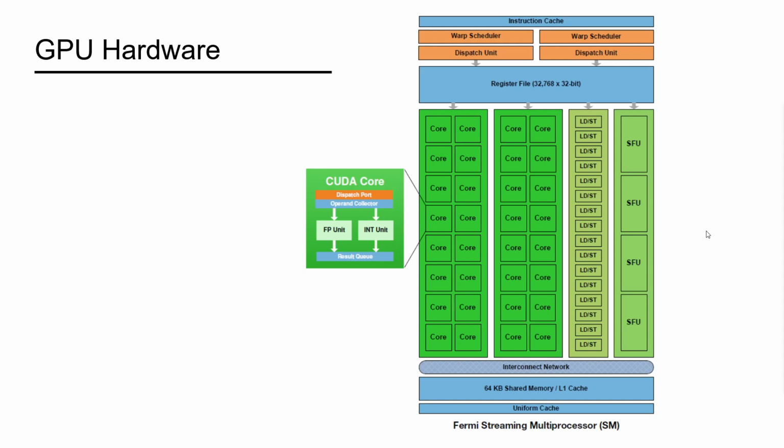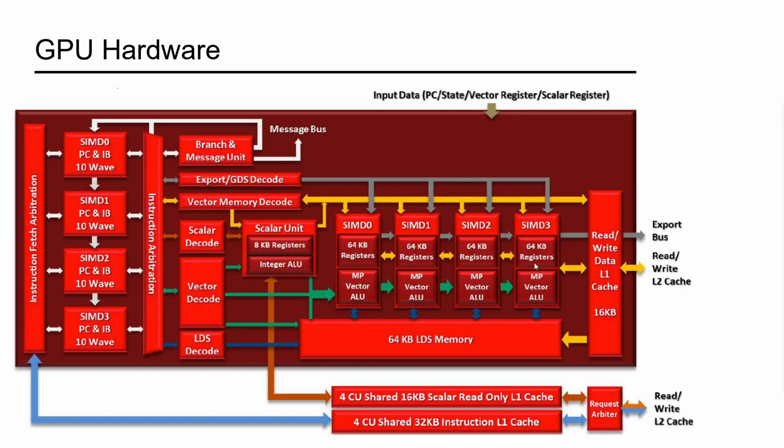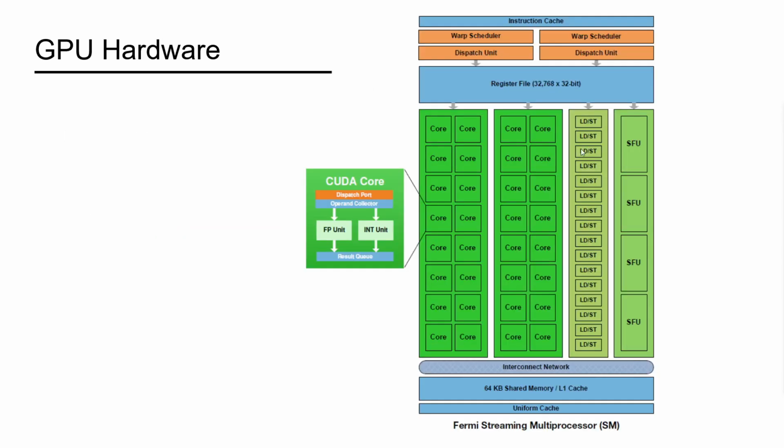One important distinction between the architectures is the register file. In the AMD architecture, each SIMD engine had its own private register file, but in the NVIDIA architecture, the register file is shared between all of the CUDA cores. And the number of threads in flight actually determines how many registers each thread is allocated. So it is possible, if you have too many threads, that each thread will have too few registers and performance will be decreased.